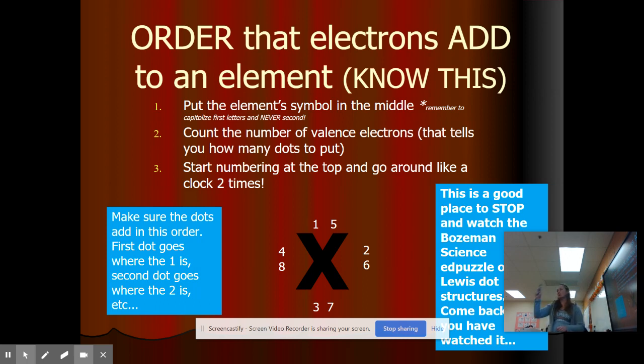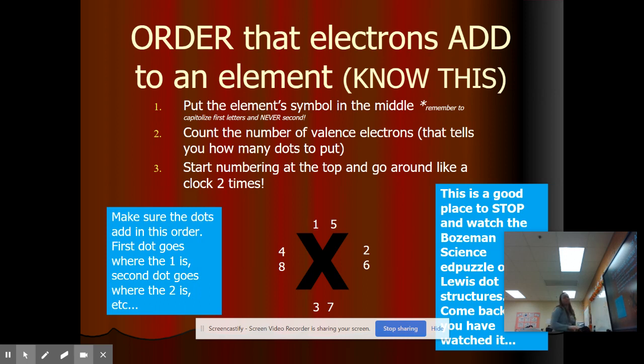All right, when I put them on, this is the order in which they go in. They go clockwise twice, basically. So the first dot goes where the 1 is, the second dot goes where the 2 is, the third dot goes with 3, and so on and so forth, right? So you're going to start numbering around the top and go around like a clock. So I'm going to put first electron, second. Those are numbered wrong. Should be second on bottom, third, fourth.